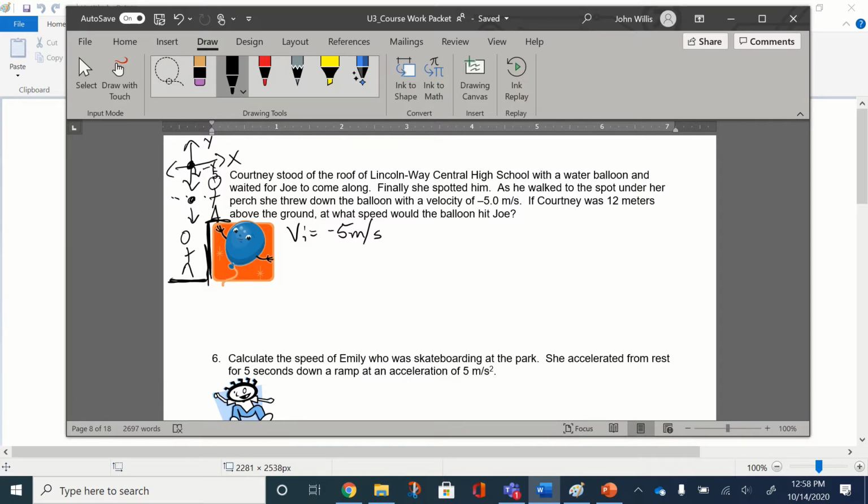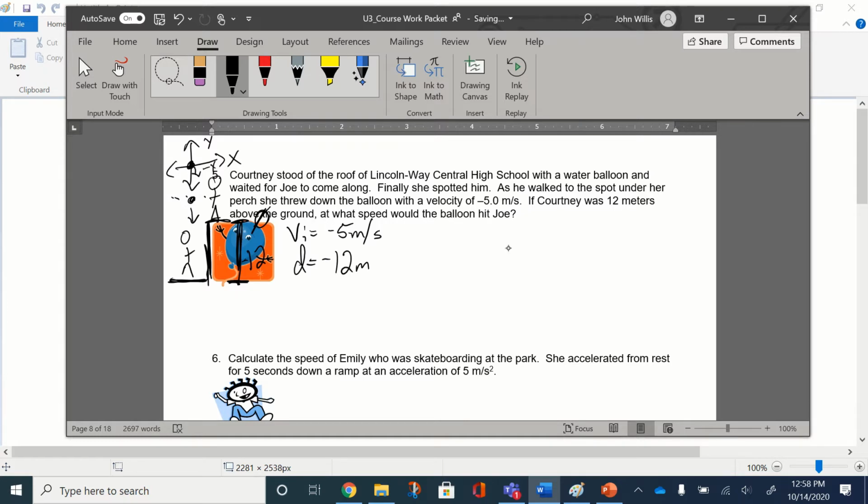It doesn't mean that it's losing 5 meters per second every second. This isn't an acceleration. This means that it is moving down at Joe from above to below 5 meters per second in that downward direction. That also means that the 12-meter height that Courtney has above Joe, if we start up top with a 0, that 12 meters is a negative 12 meters, and that will be important in a moment.